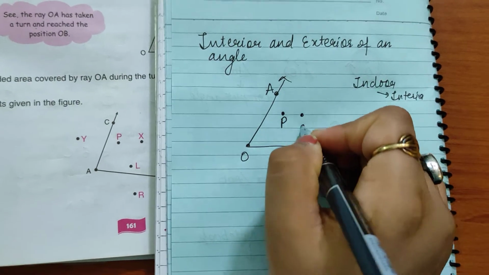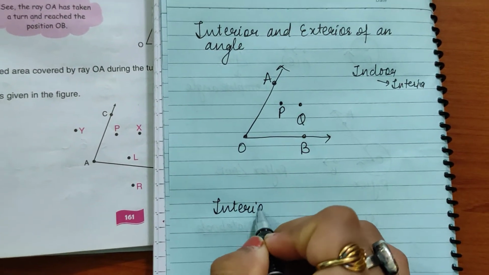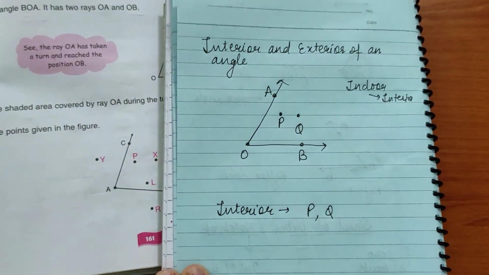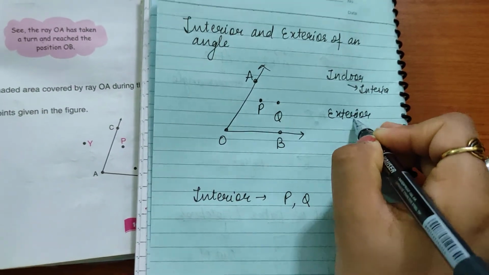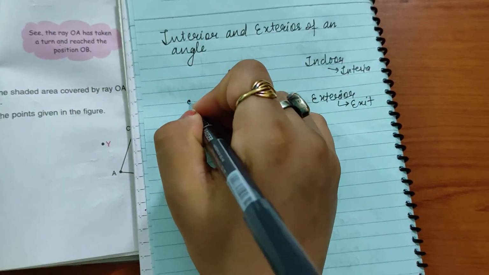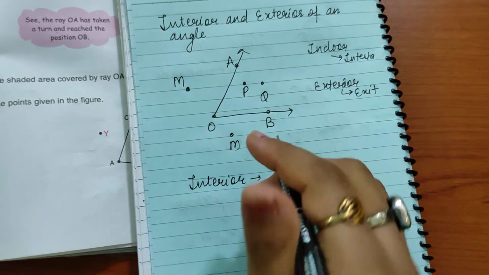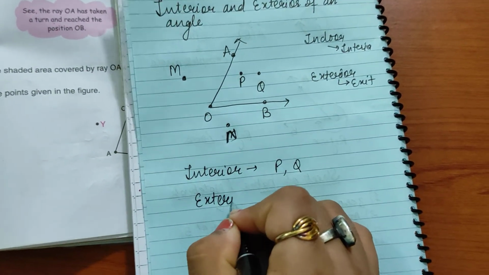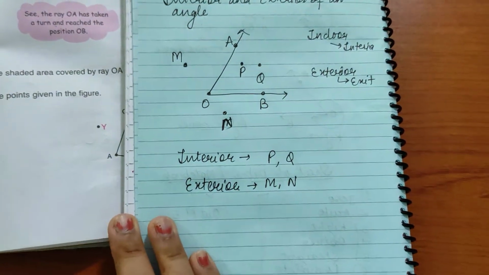Suppose I have taken the points P and Q. What are the points in the interior or inside of the angle? The points P and Q are in the interior of the angle. We can relate exterior with the word exit. It is written on the door, exit. Exit means to go outside. So the points which are outside the angle, here M and N, are in the exterior of the angle.